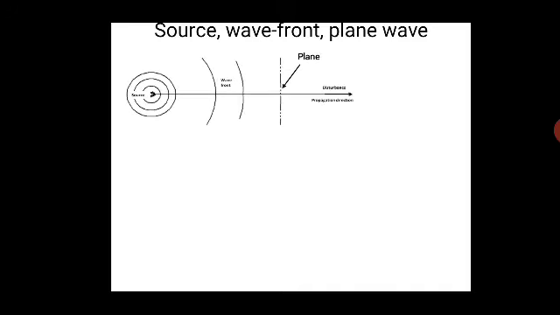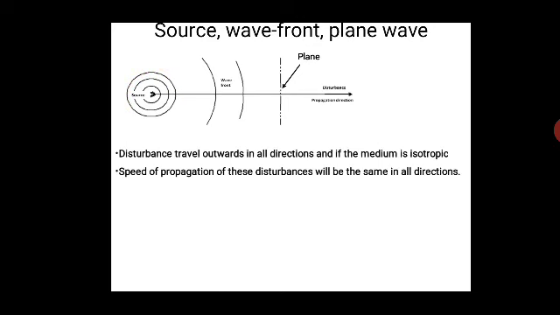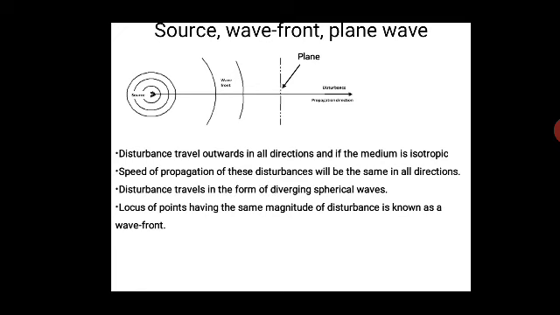Now let us consider a source of light at one point, which is allowed to pass in the x direction. Then the disturbance will travel outwards in all directions, and if the medium is isotropic, in the sense that it has uniform properties throughout the system, the speed of propagation of this disturbance will be the same in all directions. The disturbance travelling from a source to the other end will be formed in the form of diverging spherical waves.